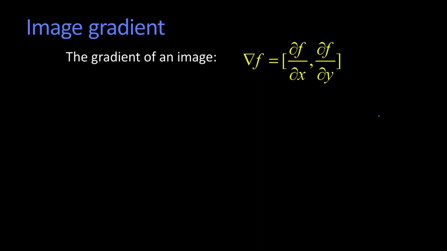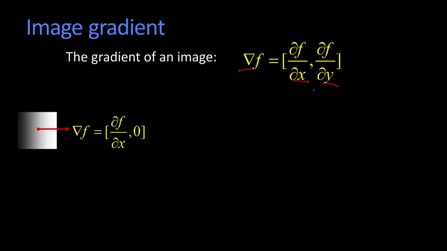So let's take a look at this for images. I'm going to write the gradient of an image with this operator. In an image, it's just a two-vector made up of the partial of f with respect to x, the gradient of the image in the x direction, and the partial of f with respect to y. Here's an image that is only changing in the x direction. So its gradient would be whatever the change is in the x direction and 0 in the y direction.